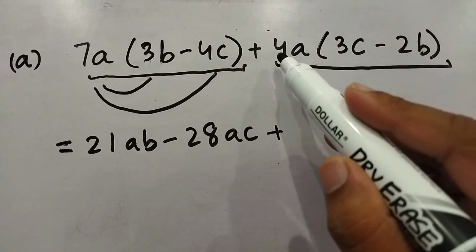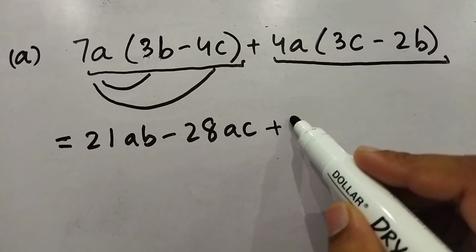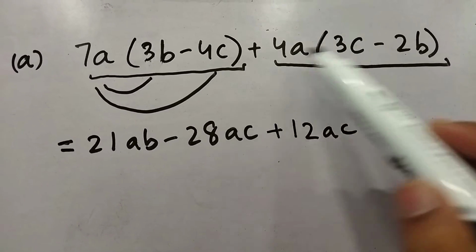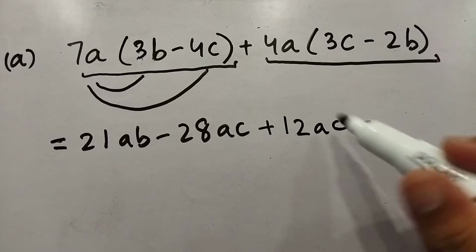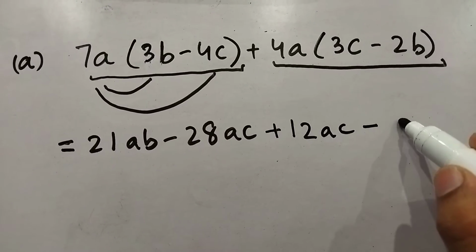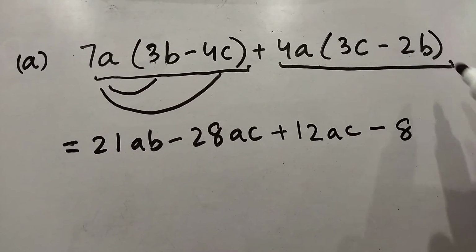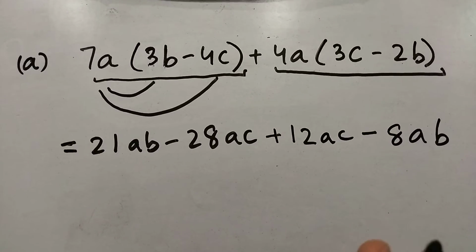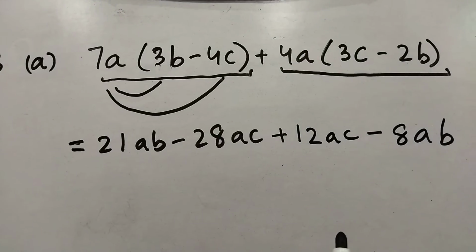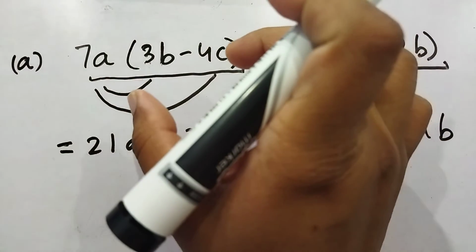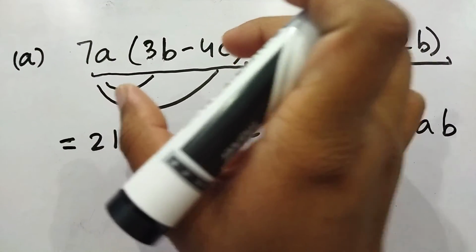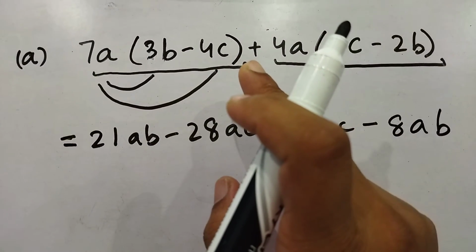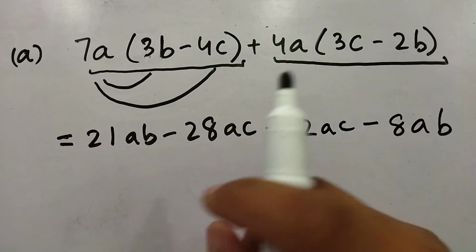Then 4 into 3 is 12. A into C is AC. Then plus minus minus. 4 into 2 is 8. A into B is AB. You see how easy it is to solve this bracket. Right? We have solved the first bracket separately from the other bracket because we have a plus sign in between. And now we have one more step.